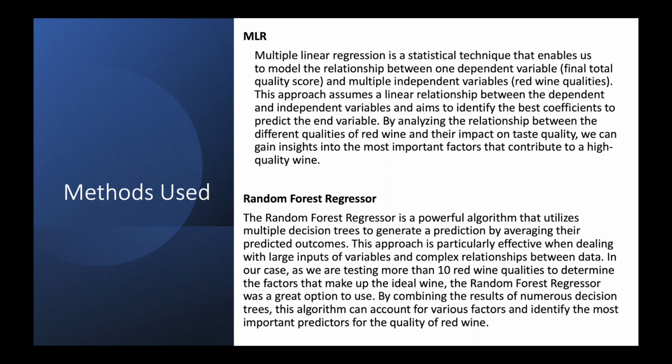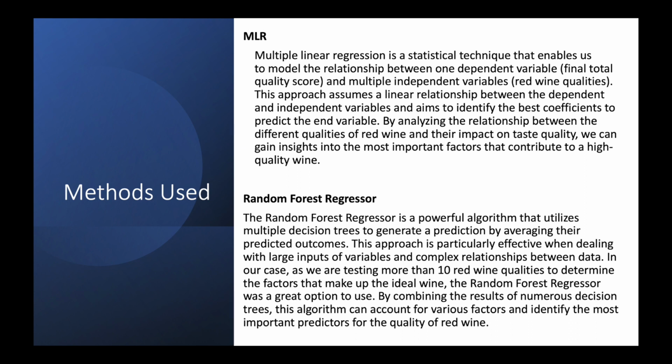The method used to analyze this data includes multiple linear regression, which allows us to model relationships between the dependent variable, which is the wine's final total quality score, and the multiple independent variables, which is the wine's different qualities. Multiple linear regression tracks the linear relationship between the dependent and independent variables and identifies the most accurate coefficients to predict the end variable. By analyzing the relationship between the different qualities of red wine and their impact on the quality of taste, we can gain insights into the most important factors that contribute to a high-quality wine.